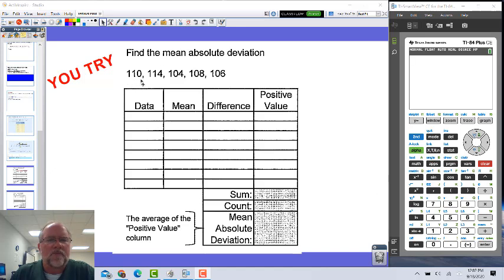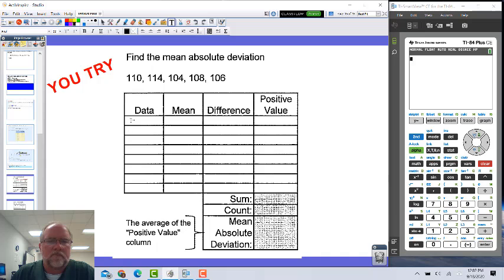So this one, we've got another 5 data points. Let me type those data points in. This is how you're going to do the ones on your assignment. You'll type in 110, 114, 104, 108, and 106. Those didn't quite fit, but they do okay for what we need to do.